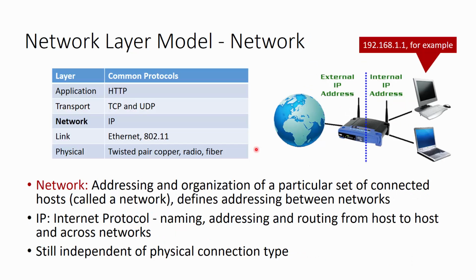Okay, so the network layer, this is where IP lives, and IP is used to name an address and handle the routing from host to host and across the networks. So the addressing and the organization of that set of connected hosts is defined by IP, by the Internet Protocol. And we're still independent of the actual physical connection type at this point. We're merely talking about the addressing that's being used across all the devices on the network, while transport deals with getting the bits from place to place.